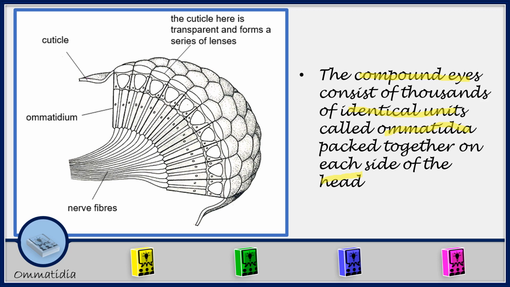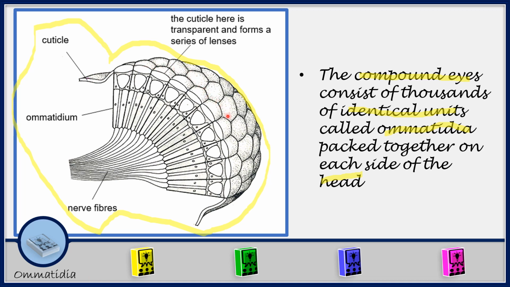So let's look at our compound eye here. This is our compound eye. It has been cut through, cross-sectioned, and we want to see the different parts of the compound eye. We have the cuticle. The cuticle is this outer layer.